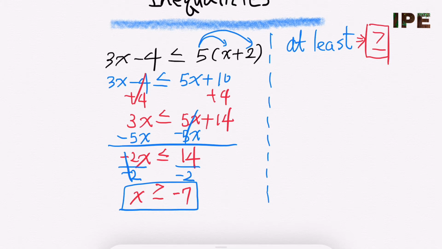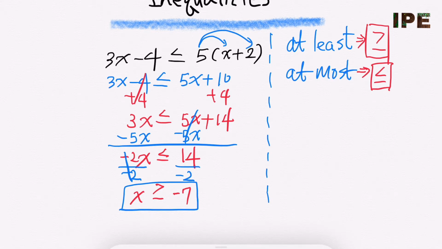Sometimes you find "at most." At most. It's the opposite, right? What does at most mean? At most means less than or equal to. X is at most 4. That means x's possible maximum value is 4, so less than or equal to 4.